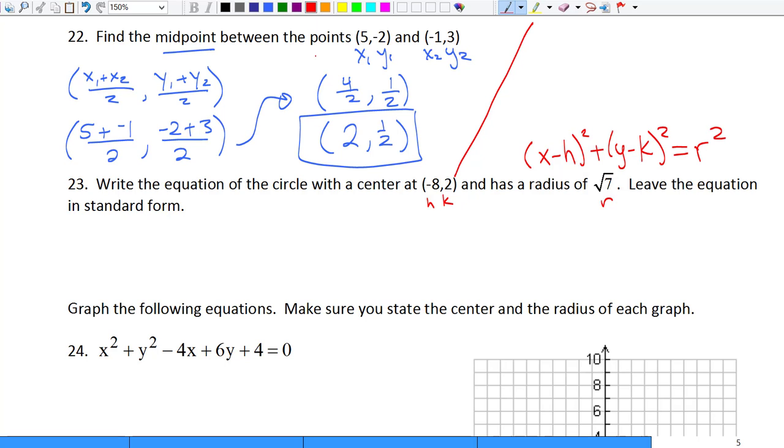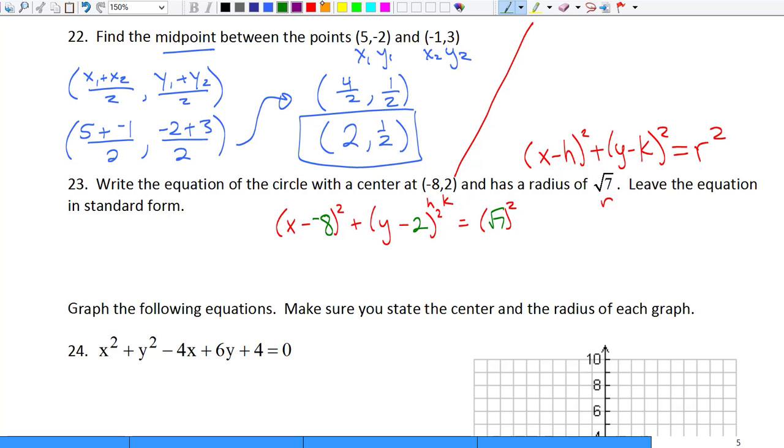So my formula says x minus h squared plus y minus k squared equals r squared. So as long as I'm putting the right h and k and r in the right spot, it shouldn't be too bad, and then I just have to clean it up a little bit. So x minus h. H is negative 8, so the minus in red is because of the minus in the formula. The negative in green is because the 8 is negative, okay? And on the next one we have y minus k. K is 2, which is y minus 2, equals r squared. So r is root 7.